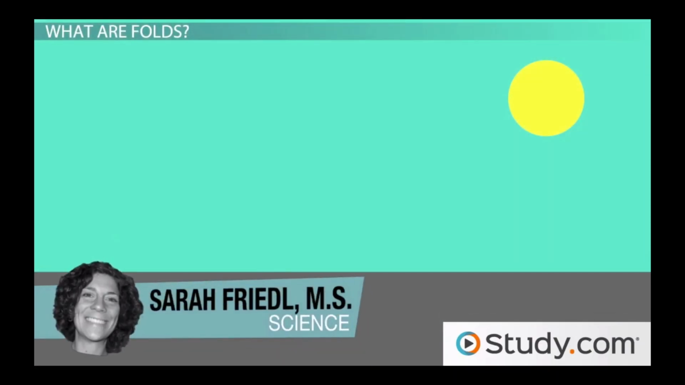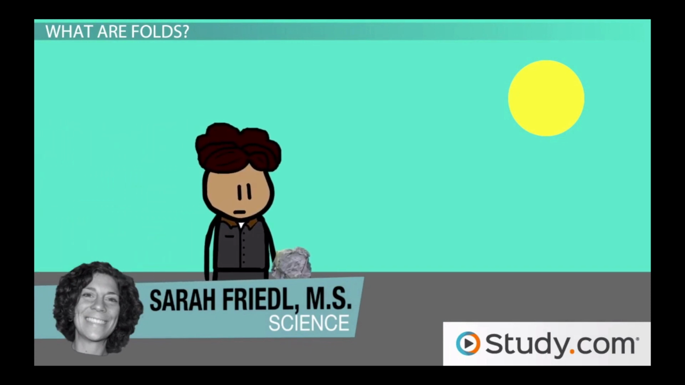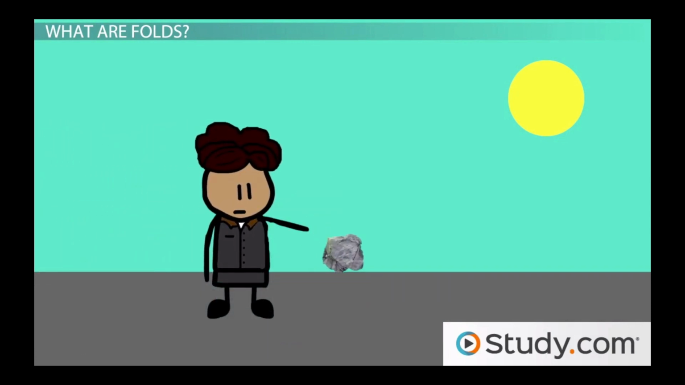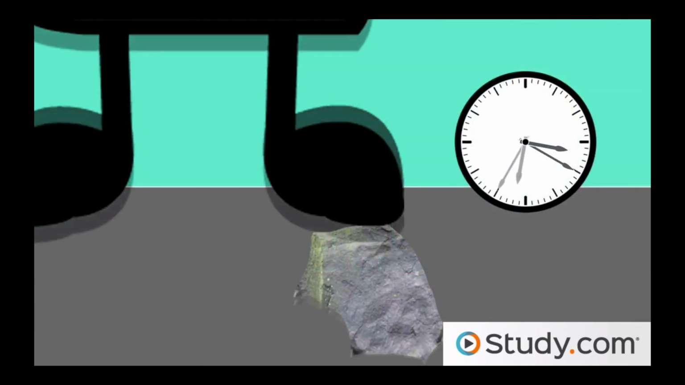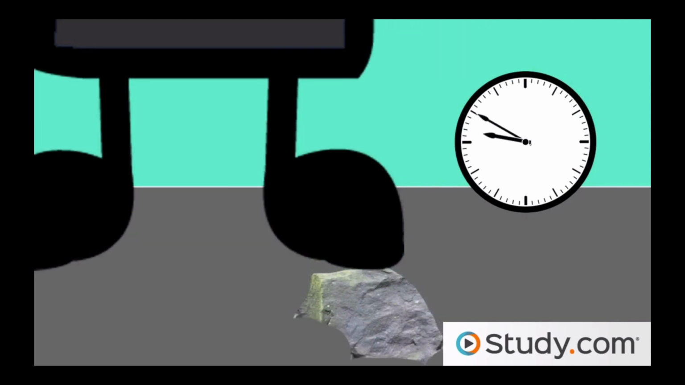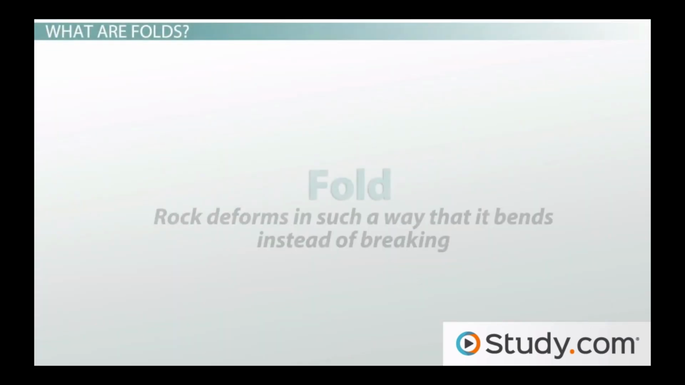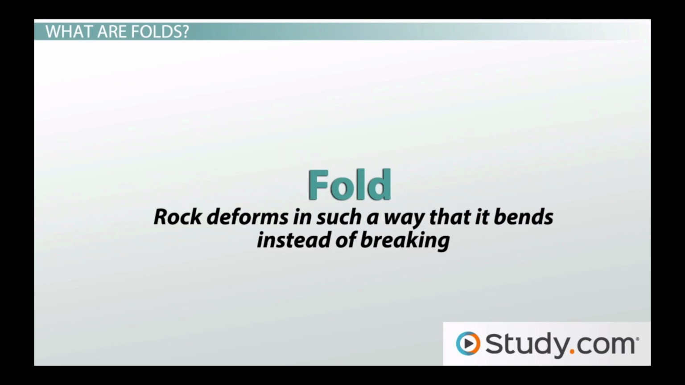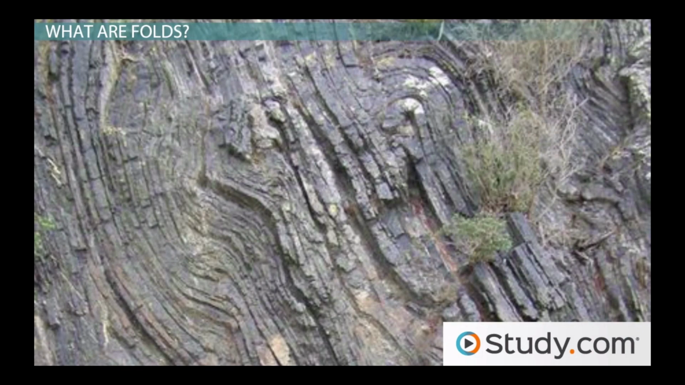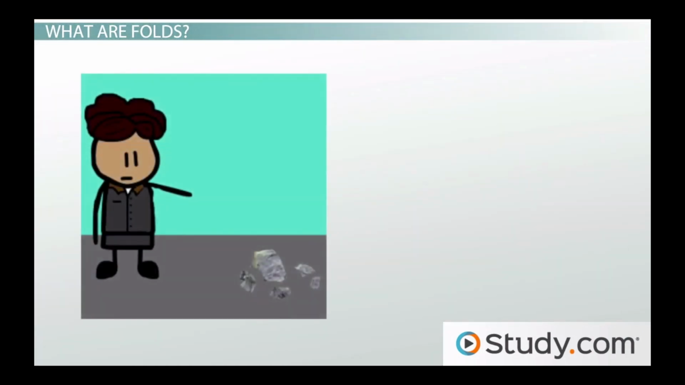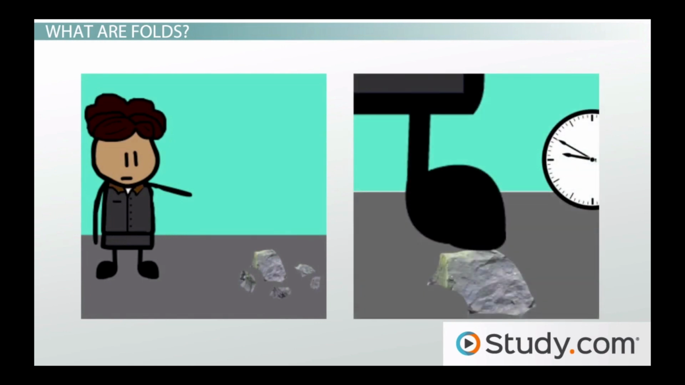We often think of rock as hard, brittle material. Throw a rock hard enough on the ground and it will likely break into pieces. But under the right conditions, rock can actually flow in a way that keeps it from breaking. When rock deforms in such a way that it bends instead of breaking, we call this a fold. Folds come from pressure on rocks that occur over very long periods of time, think millions of years. So instead of a quick action like throwing the rock on the ground, it's more like standing on it for millions of years until the pressure is finally enough that it changes shape.